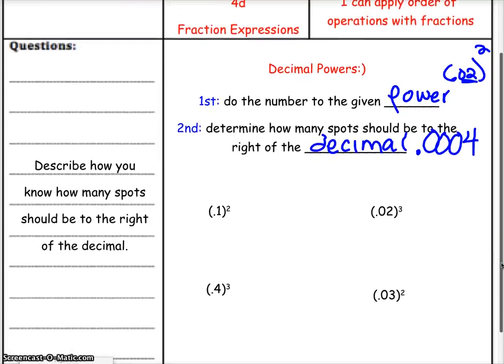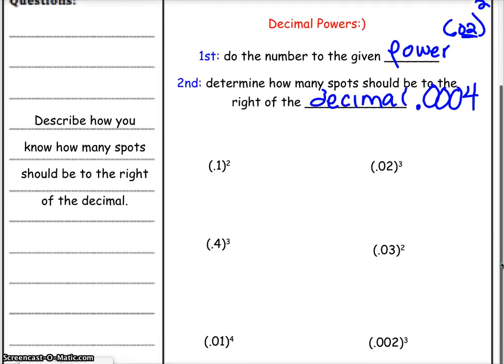0.1 squared. So I do 1 squared. What's 1 squared? 1. Now I determine my decimal. If I'm doing it twice, it's going to be 0.1 times 0.1. There should be 2 spots to the right of the decimal.